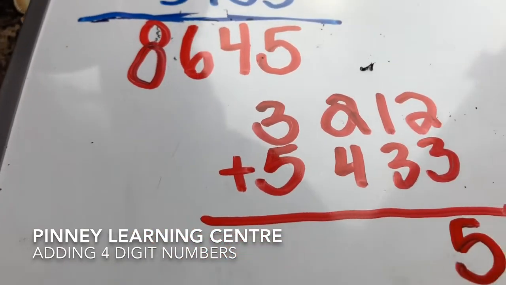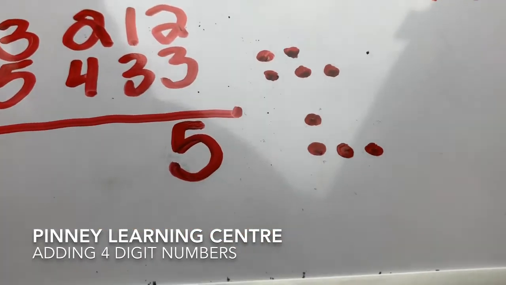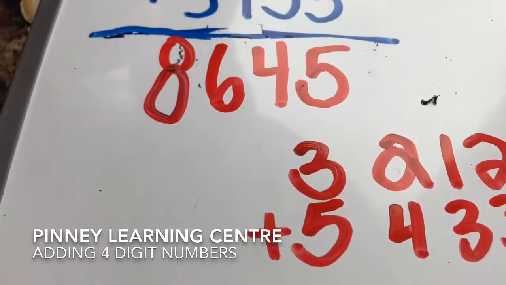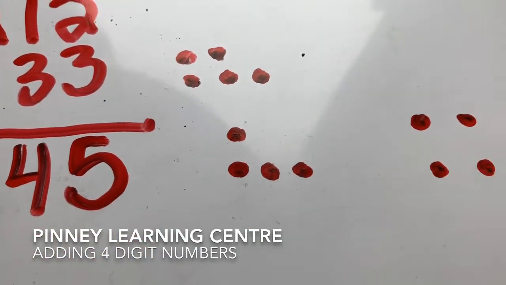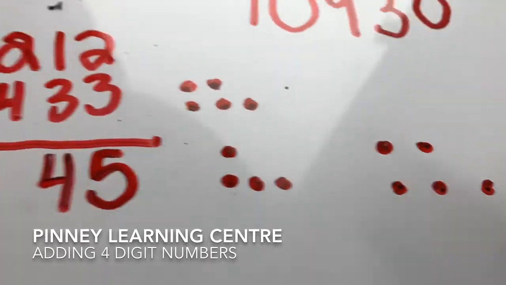1 plus 3. 1, 1, 2, 3. So we have 1, 2, 3, 4. And then we have 2 plus 4. So we have 1, 2, 1, 2, 3, 4. 1, 2, 3, 4, 5, 6.